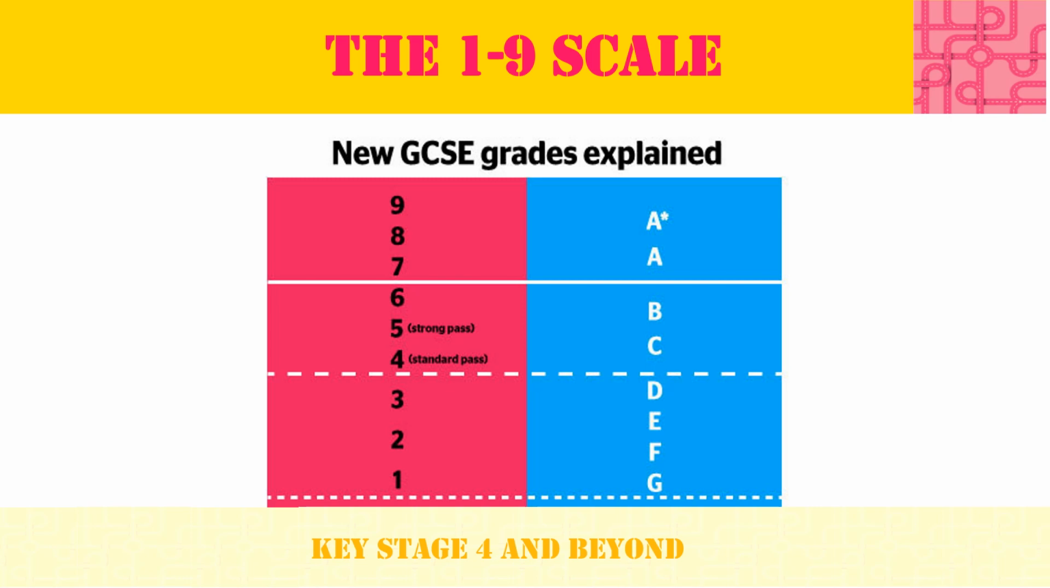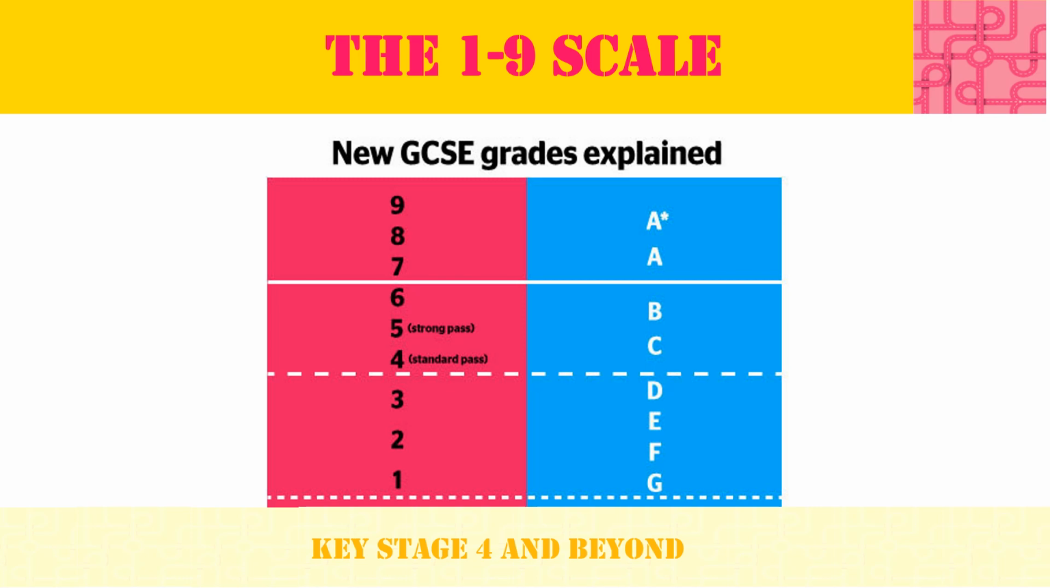So here is the example of how the new reformed 1 to 9 scale compares to the previous GCSE A to U grading system. There isn't a perfect match-up between number and letter, as you can see. However, if you look at the screen, a grade 4, which is a standard pass, is in the region of what used to be a low grade C. And a grade 5 is a high C, and 6 closer to the old grade B.